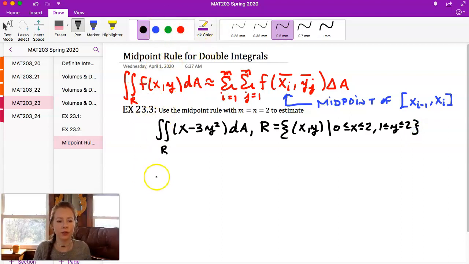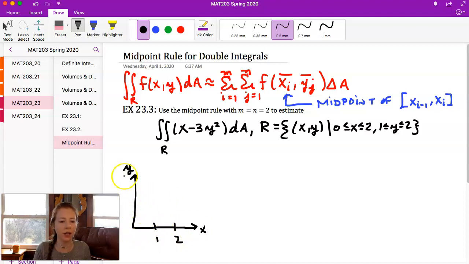Okay, so now let's draw out our region, give it a sketch. This is y versus x. So we're going from 0 to 2 for x, and from 1 to 2 for y. Okay, and I'm just going to set these up. With m equals n equals 2, we want to split each in half. So we have 4 cells that we're looking at, and we need to get the midpoint of each.